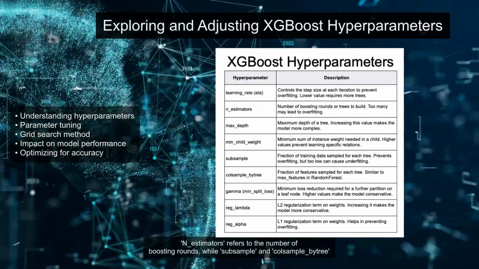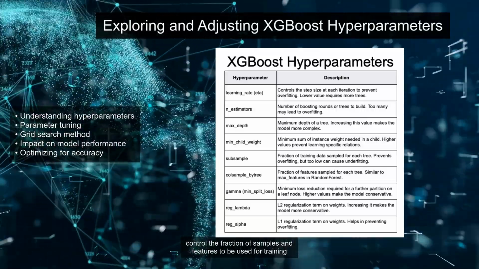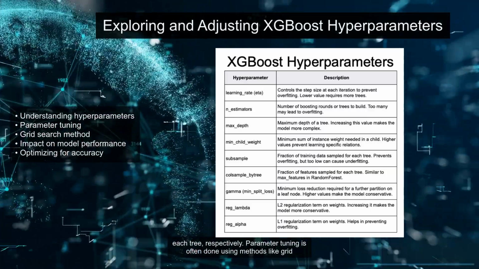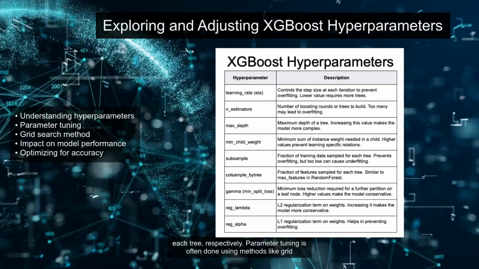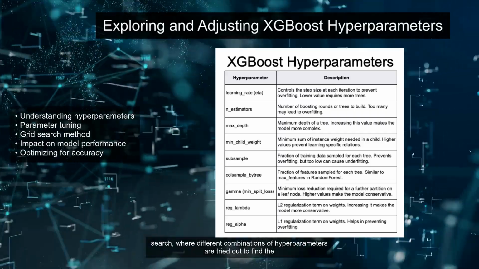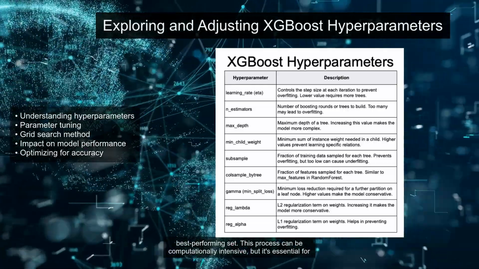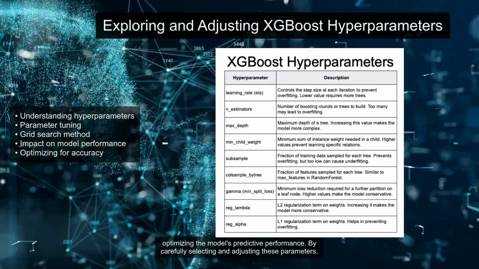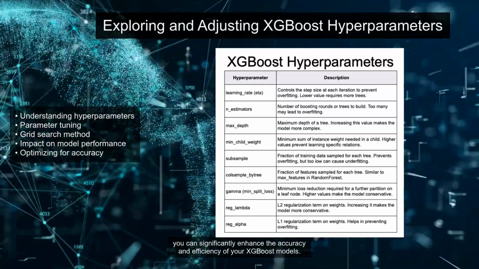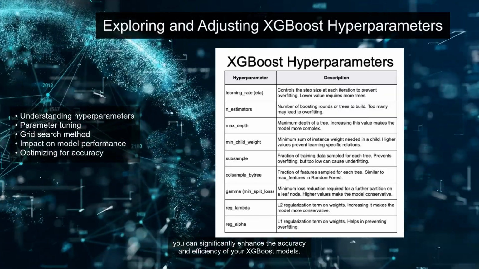And n_estimators refers to the number of boosting rounds, while subsample and colsample_bytree control the fraction of samples and features to be used for training each tree, respectively. Parameter tuning is often done using methods like grid search, where different combinations of hyperparameters are tried out to find the best performing set. This process can be computationally intensive, but it's essential for optimizing the model's predictive performance. By carefully selecting and adjusting these parameters, you can significantly enhance the accuracy and efficiency of your XGBoost models.